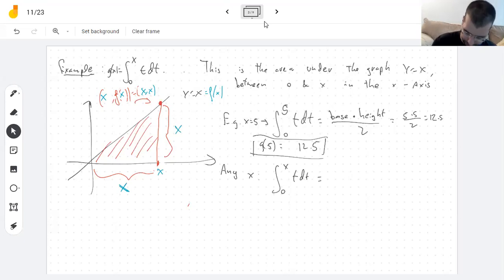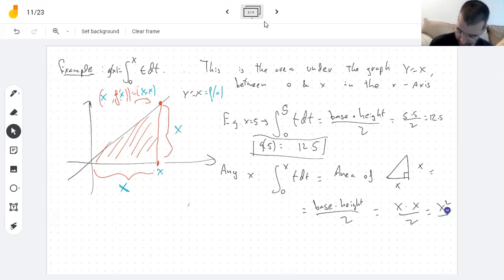So this is the area of a right triangle of legs x and x. And again, if I do base times height divided by 2, that's x times x divided by 2, which is x squared over 2. So the integral of this function, where the endpoint is x, is going to be x squared over 2.